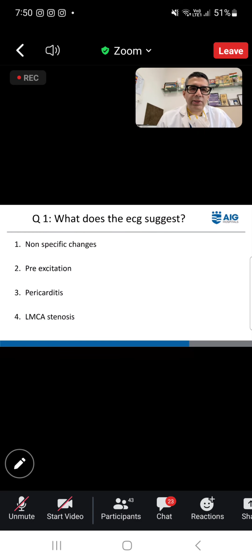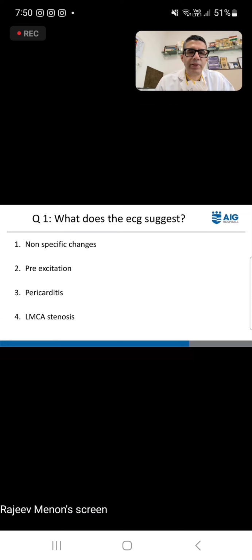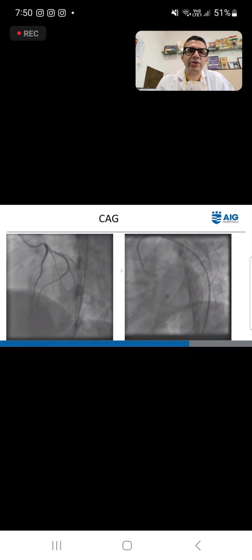So what does the ECG suggest? Non-specific changes, pre-excitation, pericarditis, left main stenosis. So aVR, ST depressions, and then you can see here the angiogram.